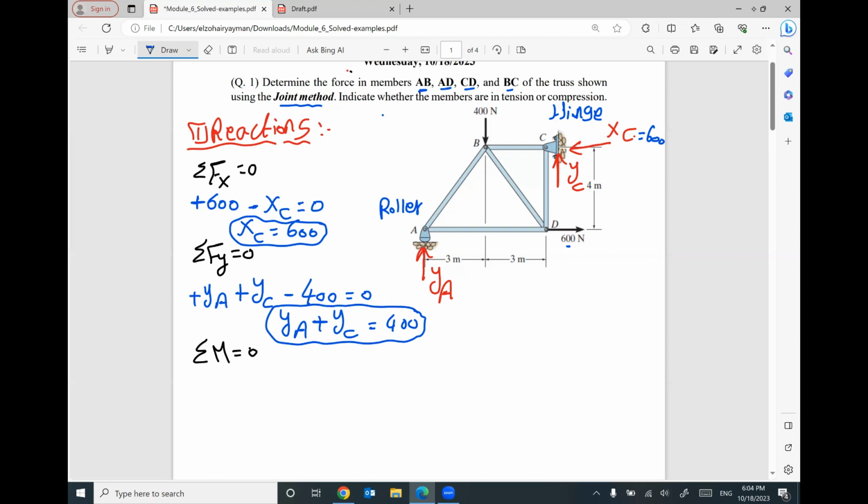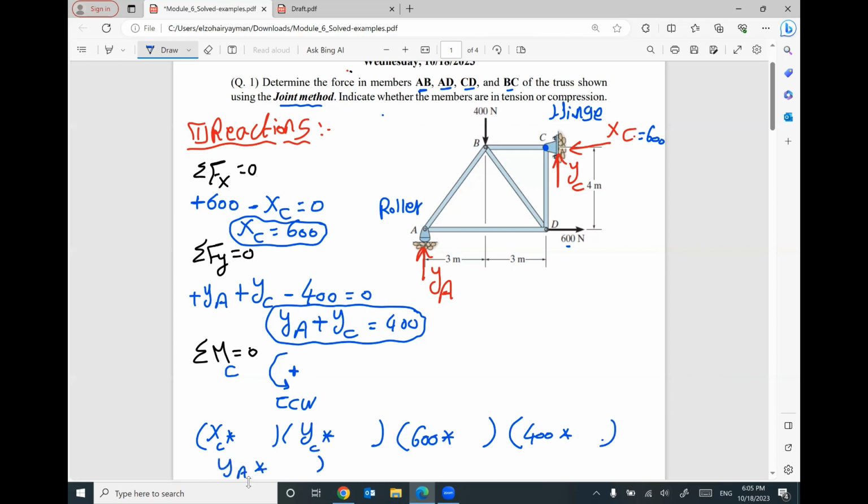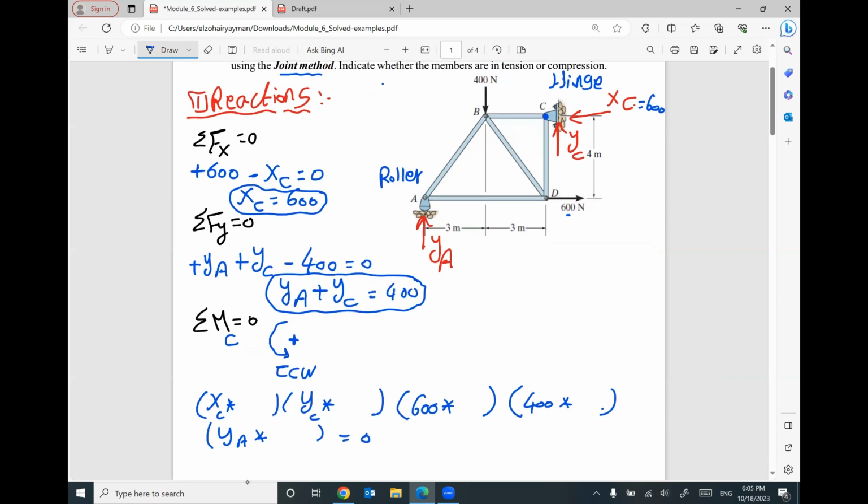Summation of moment at any point equals 0. I'm going to take moment at C. I do recommend taking moment at the point with the highest number of reactions, C. I'm going to assume counterclockwise rotation is my positive direction. So I have to list everything. XC will be multiplied by distance. YC will be multiplied by distance. 600 Newton will be multiplied by distance. 400 Newton will be multiplied by distance. YA will be multiplied by distance, equals 0. So I listed everything in the problem.